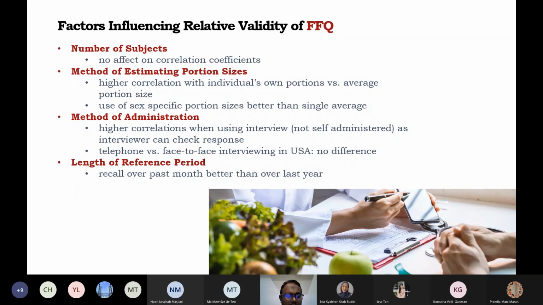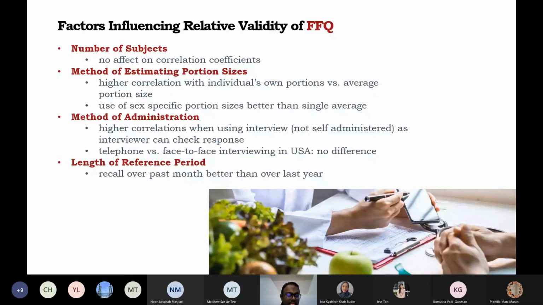In terms of method of estimating portion sizes, there is a higher correlation with individuals' own portion size versus average portion size set for that population. And if you use a sex-specific portion size, meaning that for female you have different types of portion size, and male you have different types of portion size, the validity is higher when you compare to a single average for both genders.